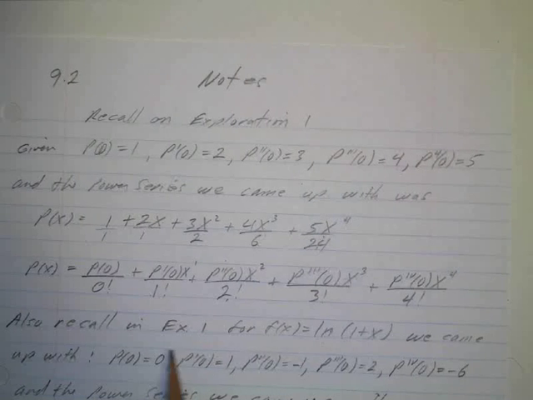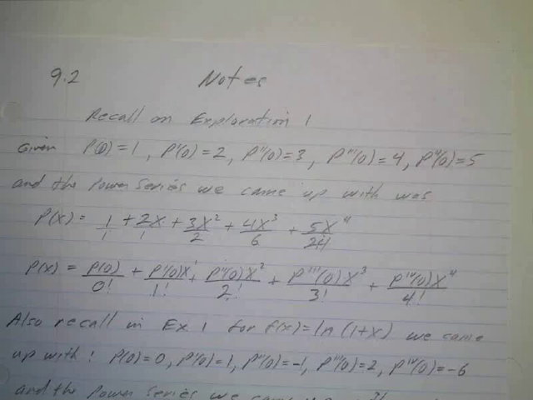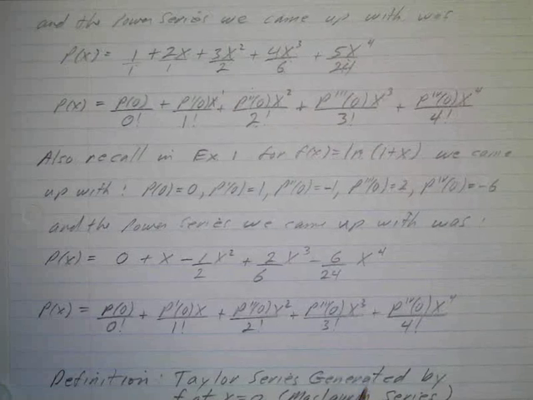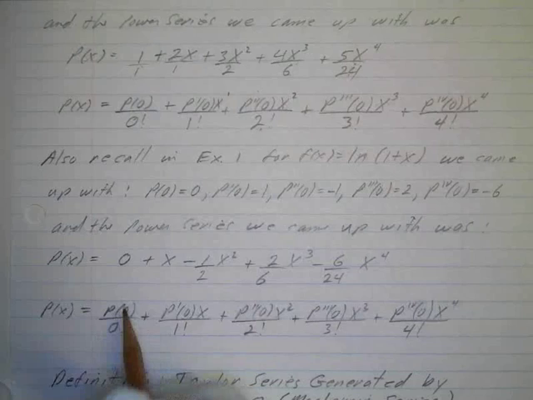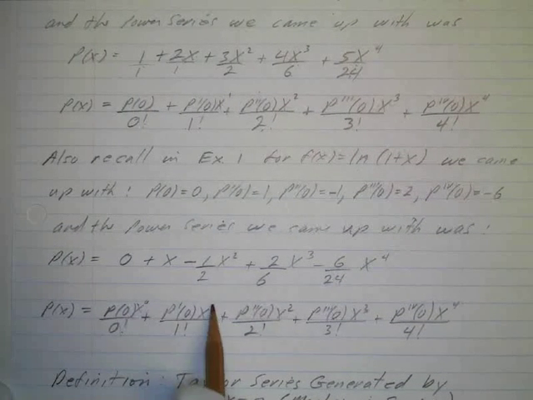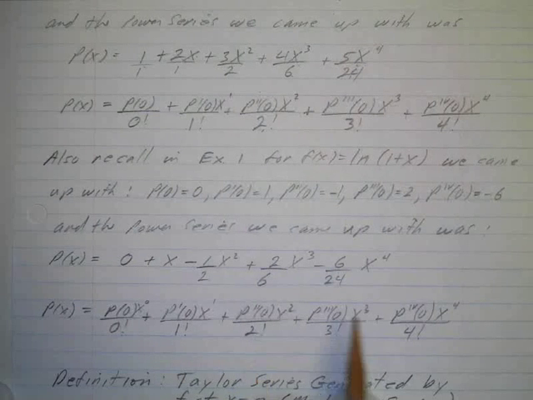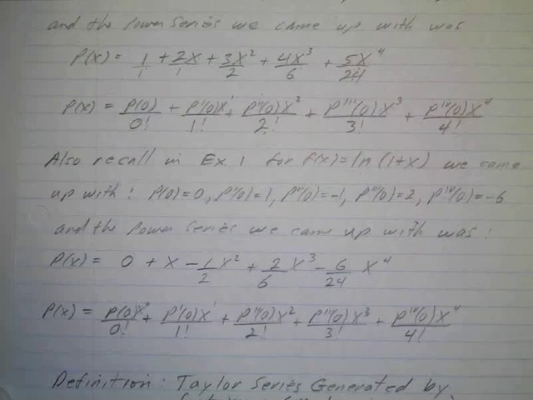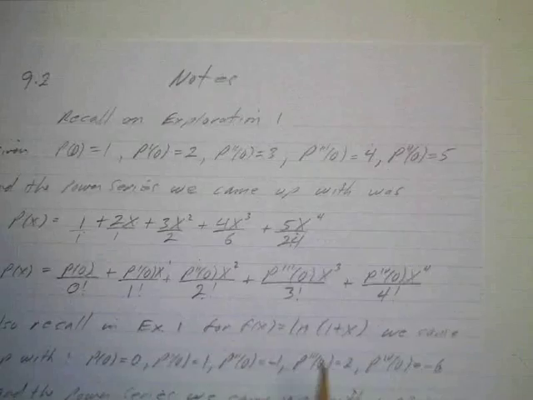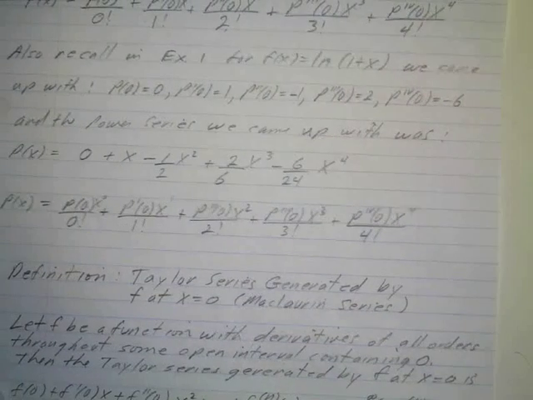And also recall from example number 1, the natural log we came up with was the same idea. Same series, which matches the same pattern. P of 0 over 0 factorial, and we can think of this as x to the 0. x to the first derivative, first power, 1 factorial, second derivative, second power, 2 factorial, third derivative, third power, 3 factorial. That's what we came up with in that example 1, where we're trying to approximate the natural log of 1 plus x. So this all leads to the definition of the Taylor series.